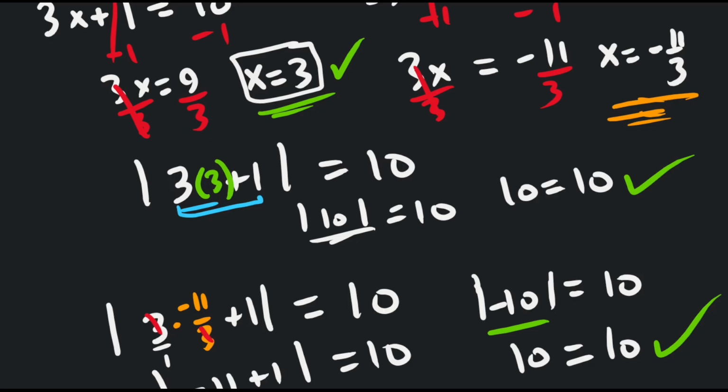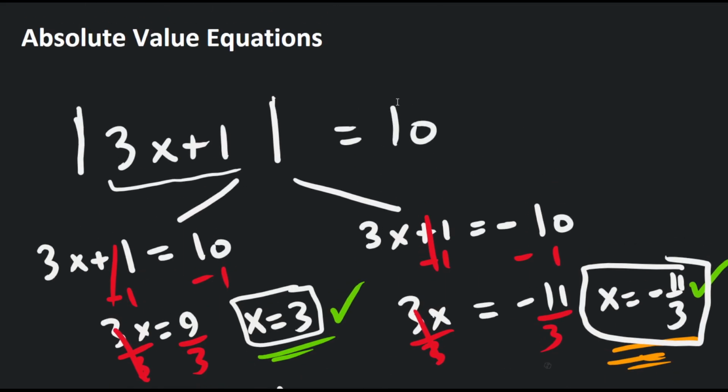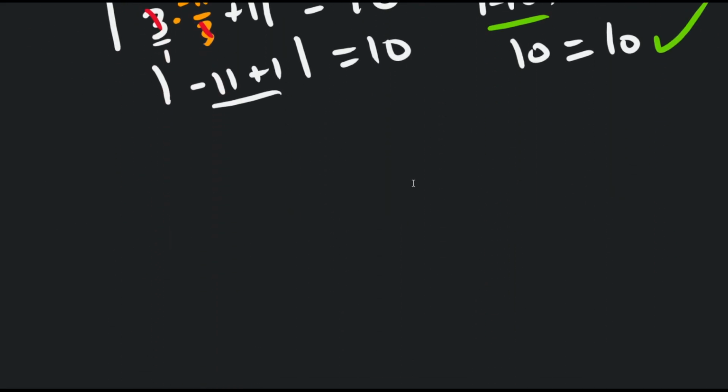So therefore, our answer right here of x equals negative 11 over 3 is perfectly fine. So both of our answers check out. And that's how we solve this absolute value equation we're given. So let's go through a more complicated absolute value equation.